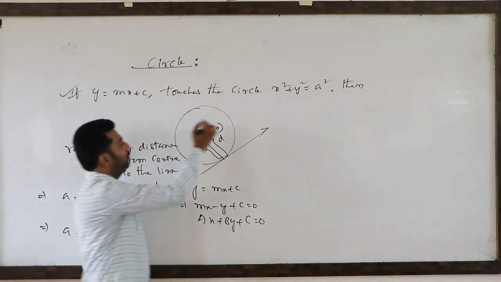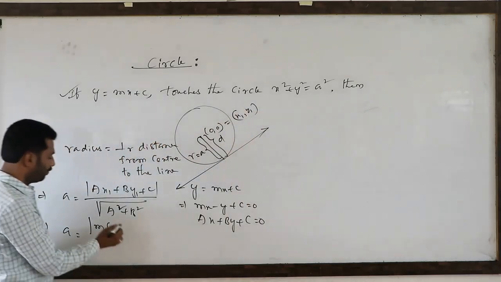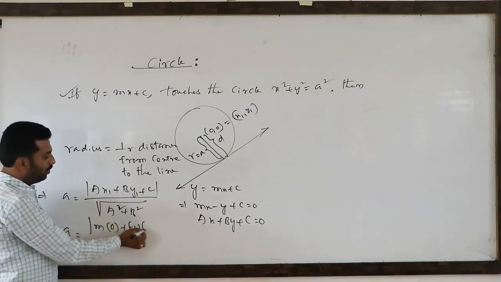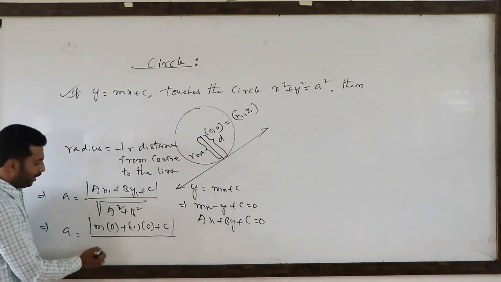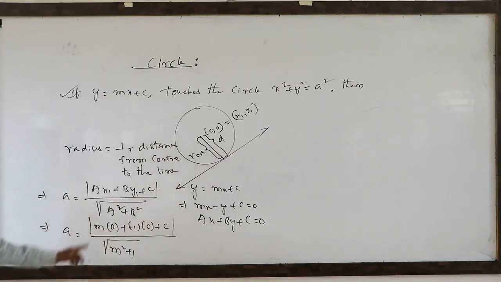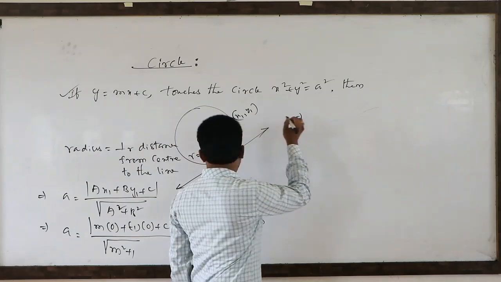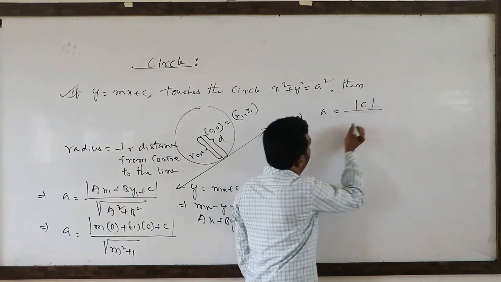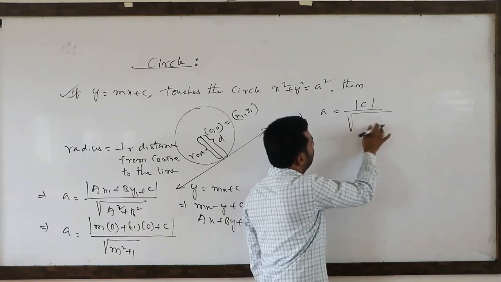What is x1 y1? This is x1 y1 0 plus B means minus 1 y1 0 plus C means C only, divided by root of A square means M square plus 1. This is 0, this is 0. You remember, this is modulus of C divided by root of A square, 1 plus M square.